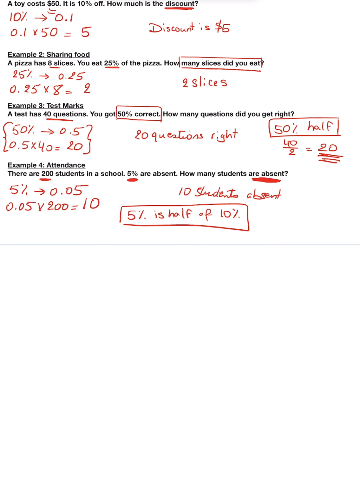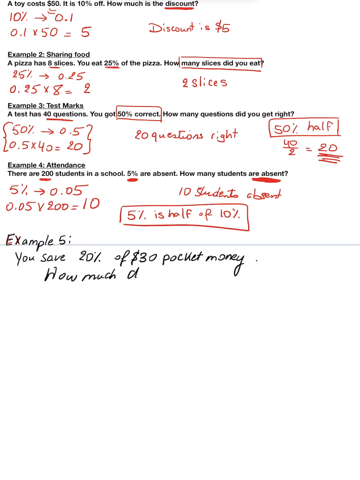Now I'm going to give you quickly one example, and I want you to answer in the comments below. So example number 5, I'm going to write it in black. So you save 20% of 30 bucks pocket money. How much do you save?